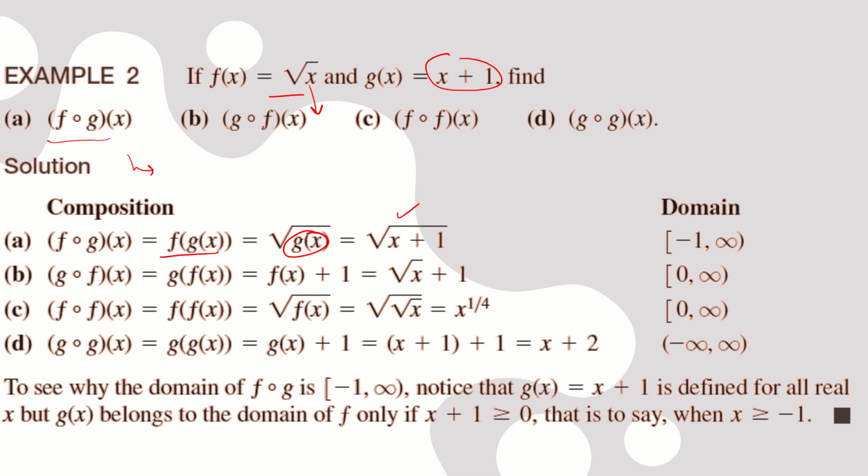Whereas if you want to find g of f of x, in that case we'll simply write g of f of x, and then replacing x everywhere in function g of x by f of x, we get f of x plus 1, and then replacing f of x with under root x. And so on. We can simply find f o f of x, that means f of f of x, and g o g of x, that means g of g of x. That means inside g, replace x with the function again.